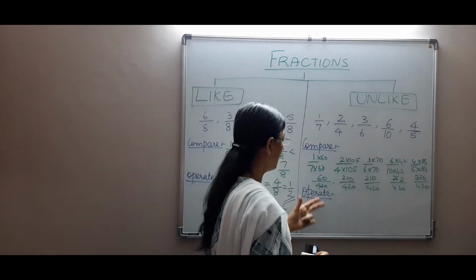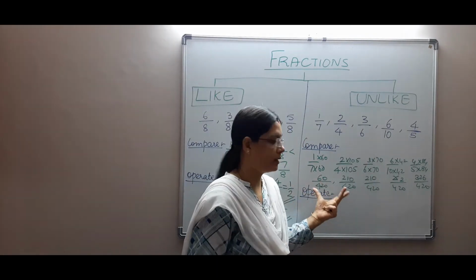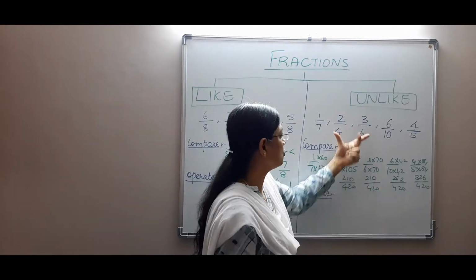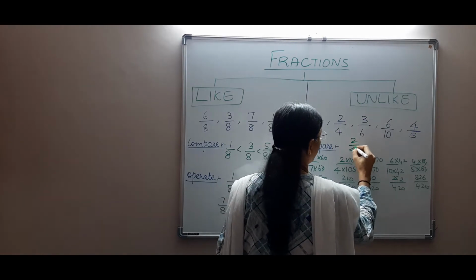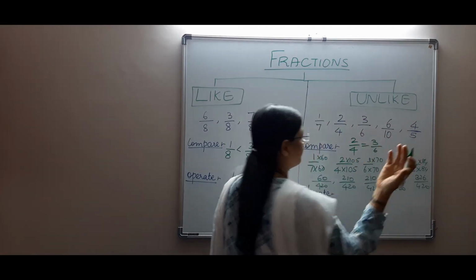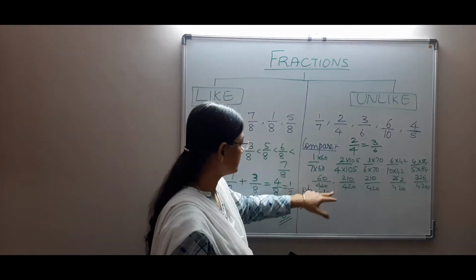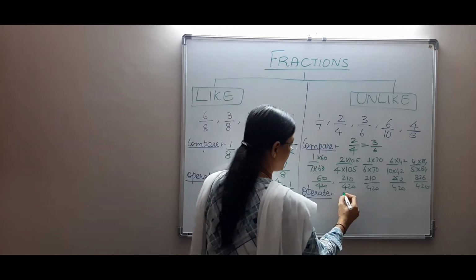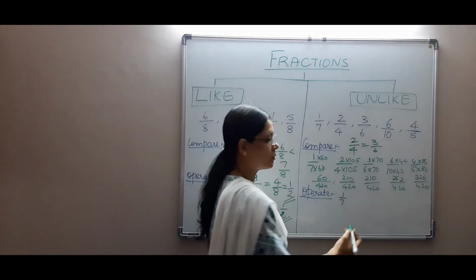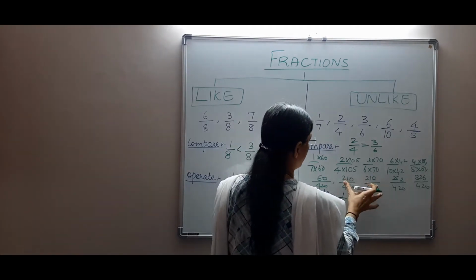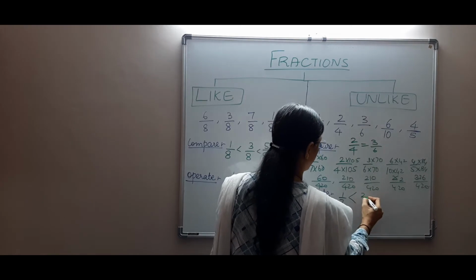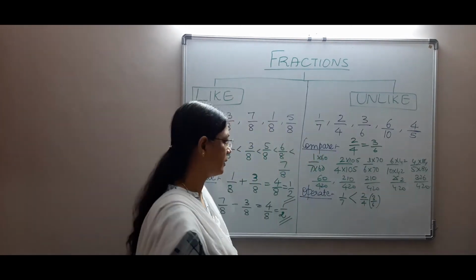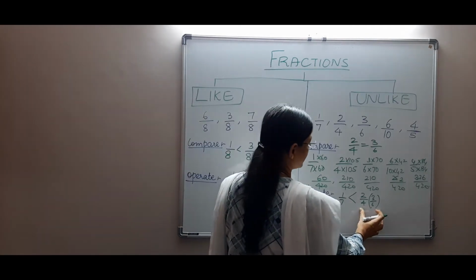So how do I rearrange them? How do I compare? So I can compare. See, 210 divided by 420, same. So these two are equal. So I can compare. 2 by 4 is equal to 3 by 6, isn't it? Next, 60 by 420 is the lowest. So which is the smallest one? 1 by 7 is the smallest one. Less than. So I take any one, 210 divided by 420. I take any one because 2 by 4 or 3 by 6, anyway, both are same. So the two are equal. So it occupies the same position.